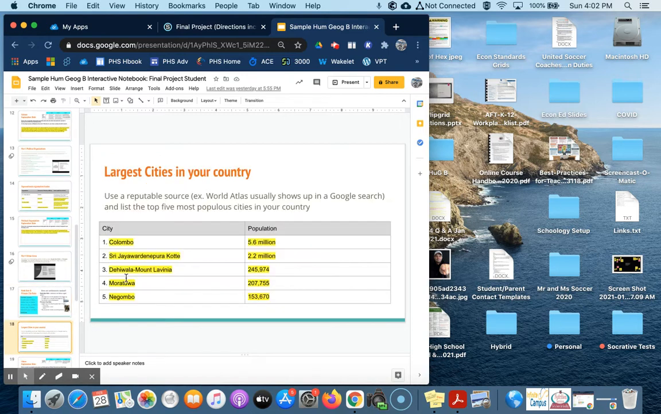What you will need to do is go online and do a search like largest cities in, and then enter your country.